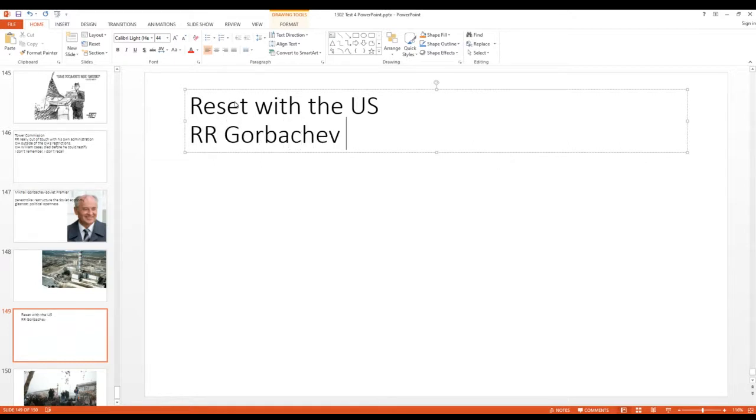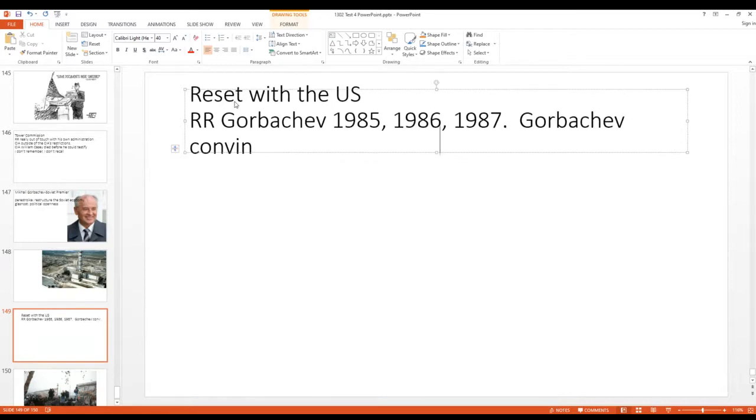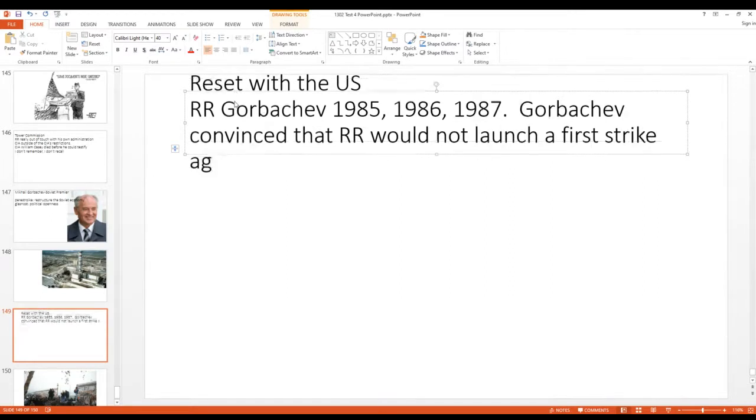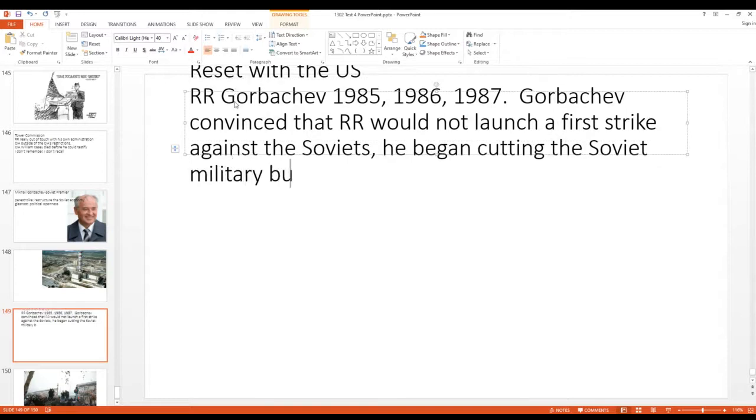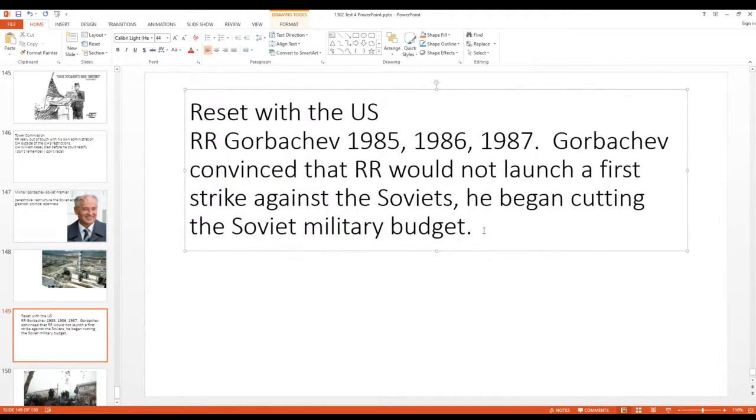Reagan and Gorbachev will meet several times, 1985, 1986, 1987. Once Gorbachev became convinced that the U.S. would not launch first strikes against the Soviets, he began cutting the Soviet military budget, and he felt if he could cut the budget, then he could make things better domestically for the people of the Soviet Union.